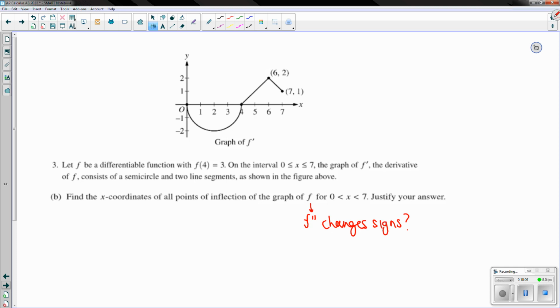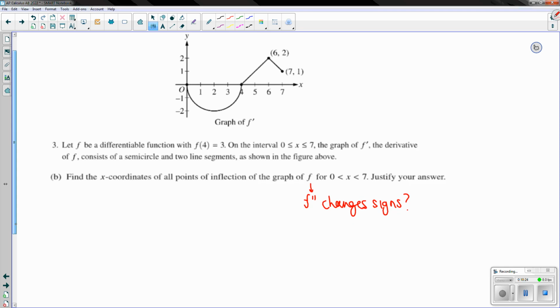F double prime will change signs when the rate of change, F prime of F, changes from increasing to decreasing or decreasing to increasing, because F double prime is a measure of the rate of change for the original function F. So we just have to look at this graph of F prime and determine where it changes from decreasing to increasing or increasing to decreasing. So we have 2 points in contention here.